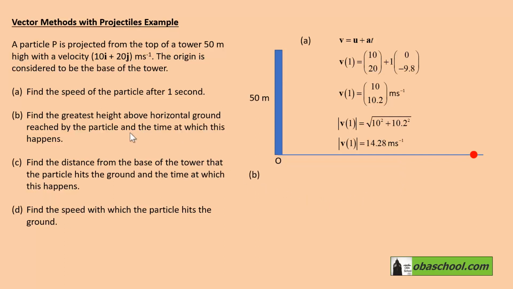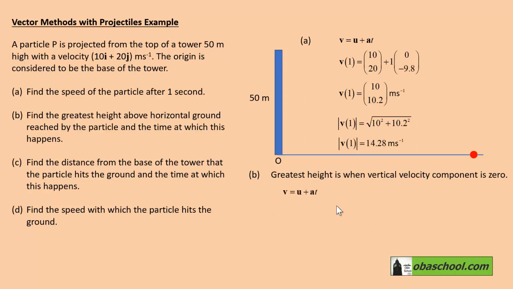Now for part B, we want to find the greatest height above the horizontal ground. The greatest height happens when the vertical velocity component is 0, because that's the point at which the particle is no longer travelling upwards and it's not started to travel downwards.